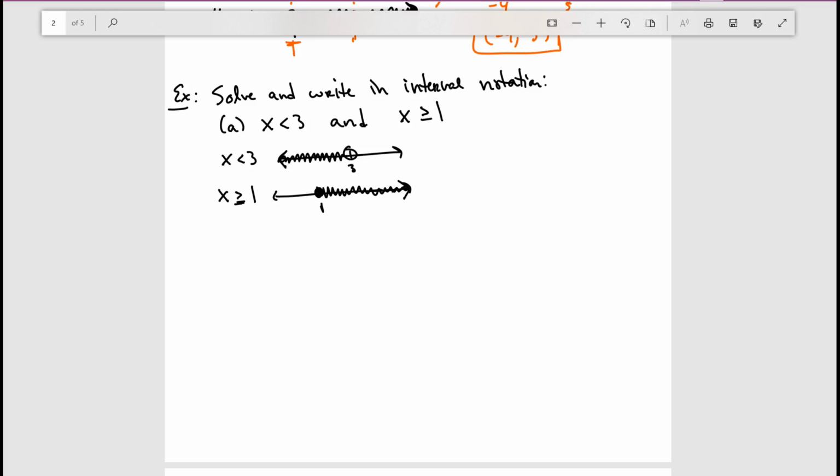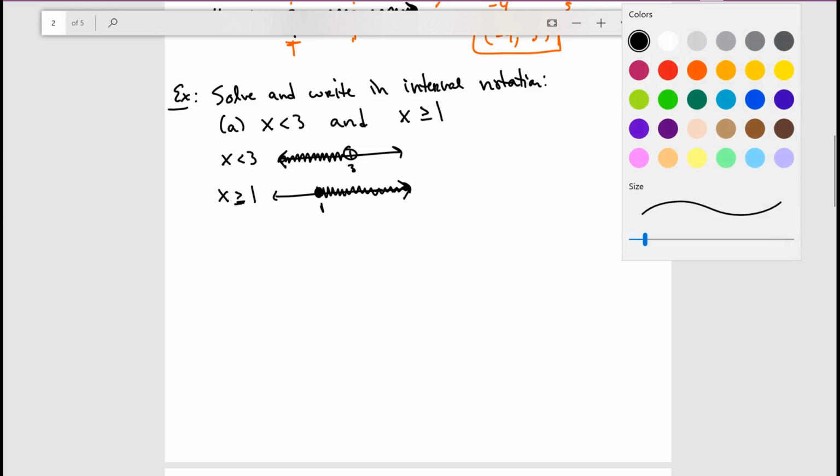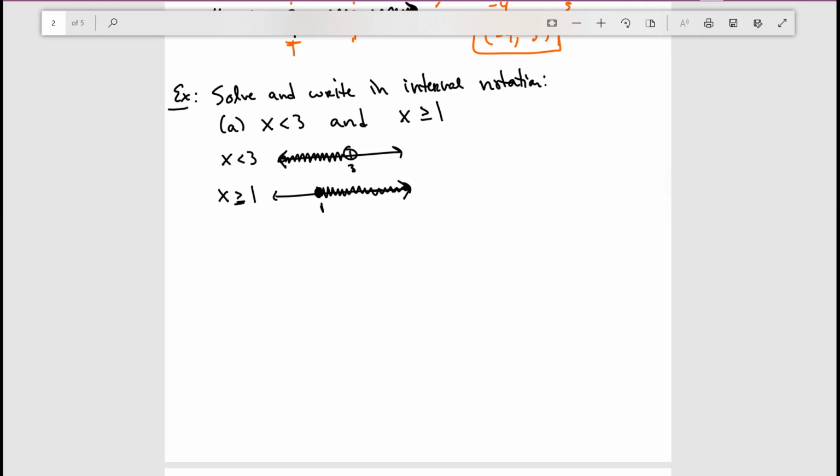Now what we're looking for is where they both have things in common. The first number that they both have in common is 1. And then the next number is 3, but 3 here is not included. So the area that they both have in common is from 1, where 1 is included, all the way to 3, where this is not included. So my answer is going to be bracket 1, because 1 is included, all the way to 3 not included. That's going to be my answer.